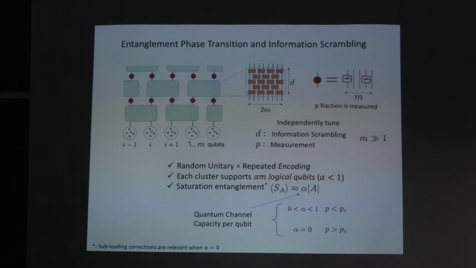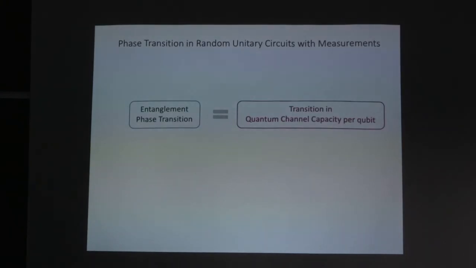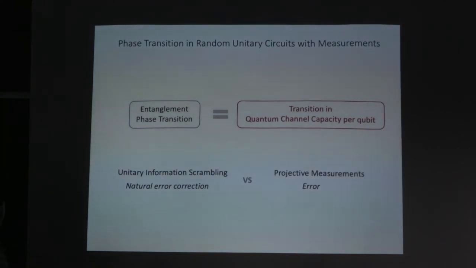Indeed, if you do the Clifford numerical simulation for this model, we see that the volume law phase gets expanded whenever D over M is expanded, and it approaches almost equal to 1. So we verify our theory. The take-home message here is the entanglement phase transition is essentially the transition in the quantum channel capacity per qubit. And the mechanism is a competition between information scrambling and the measurement that behaves as an error correcting code and error.